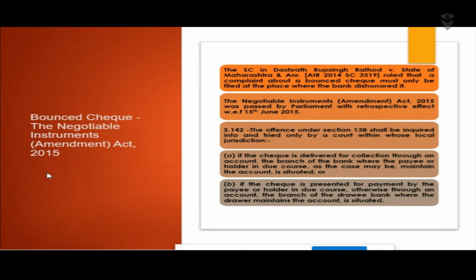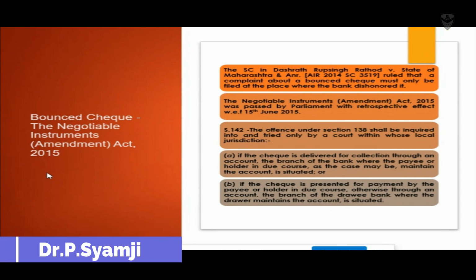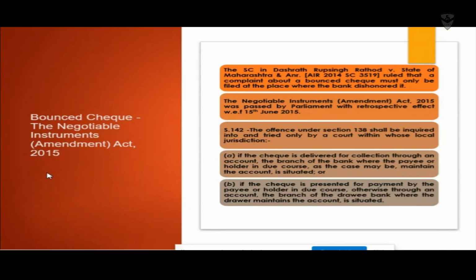One is that if the check is delivered for collection through an account, the branch of the bank where the payee or holder in due course, as the case may be, maintains the account is situated. Suppose the check is delivered for collection at the branch of the payee, then the courts within that branch's area will have jurisdiction. Suppose the payee's account is in Kerala, then the courts in Kerala will have jurisdiction.